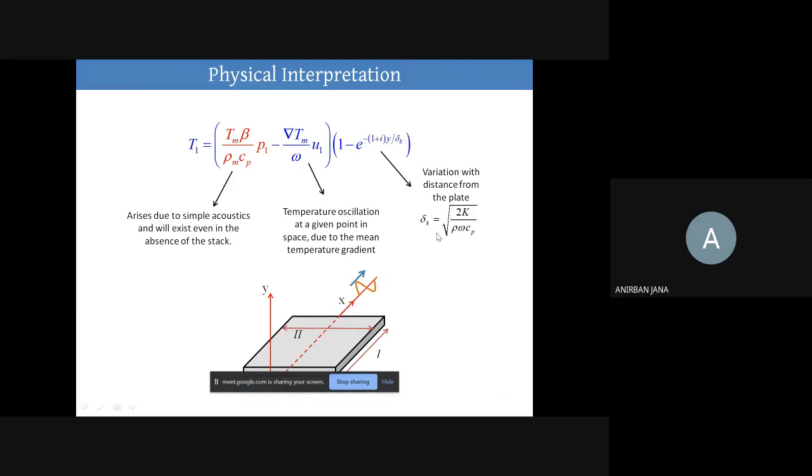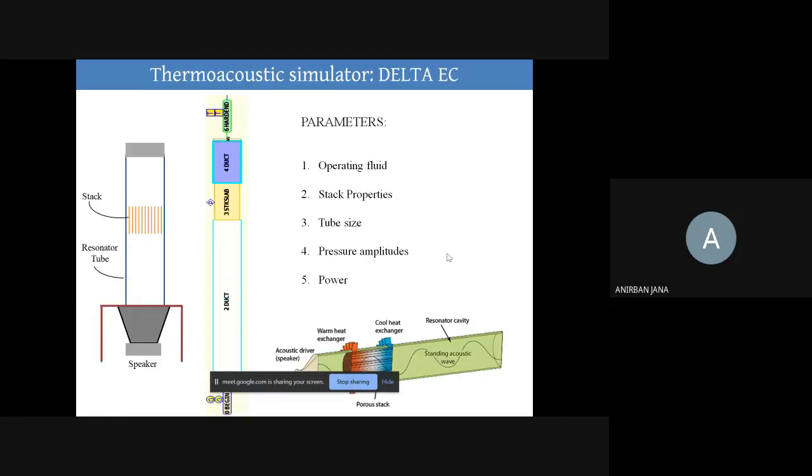Again, this term delta K is an important term. It's called the thermal penetration depth. I'll come to the thermal penetration depth later. So what our aim was to actually do a thermoacoustic simulation using DeltaEC. Now DeltaEC is a software which is developed by the Los Alamos Laboratory, USA, specifically for simulating thermoacoustic devices.